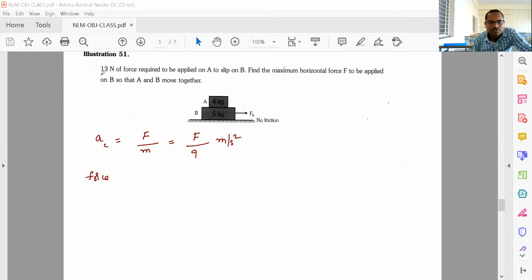Okay. So 12 Newton. Before that, 12 Newton force is required to be applied on A to slip on B. So if you apply 12 Newton force here, then what happens? A and B will slip together. Okay. That means this 12 Newton force is enough to move the blocks A and B.